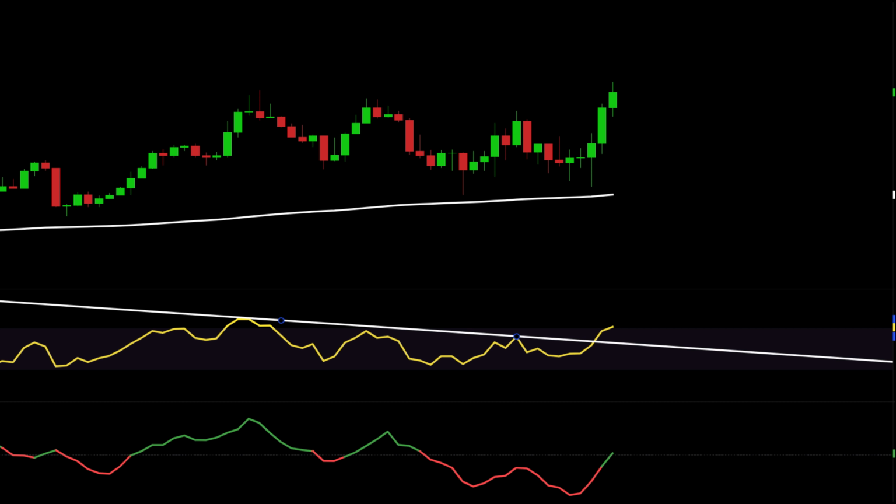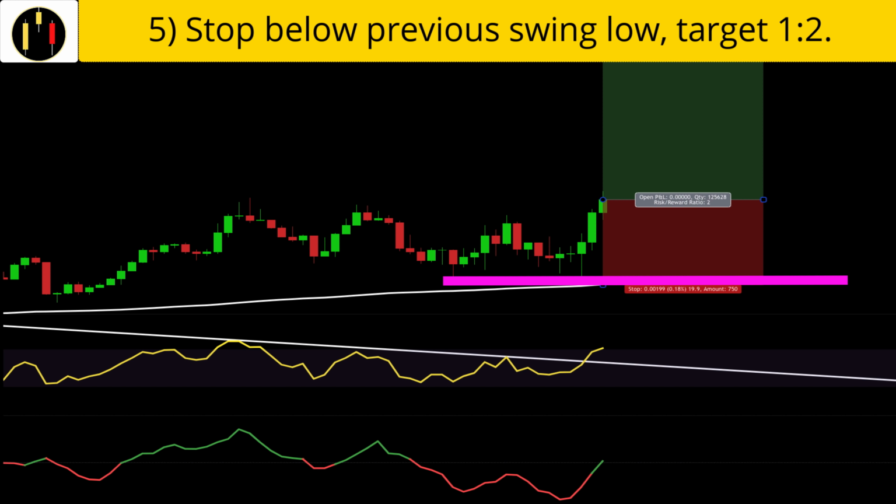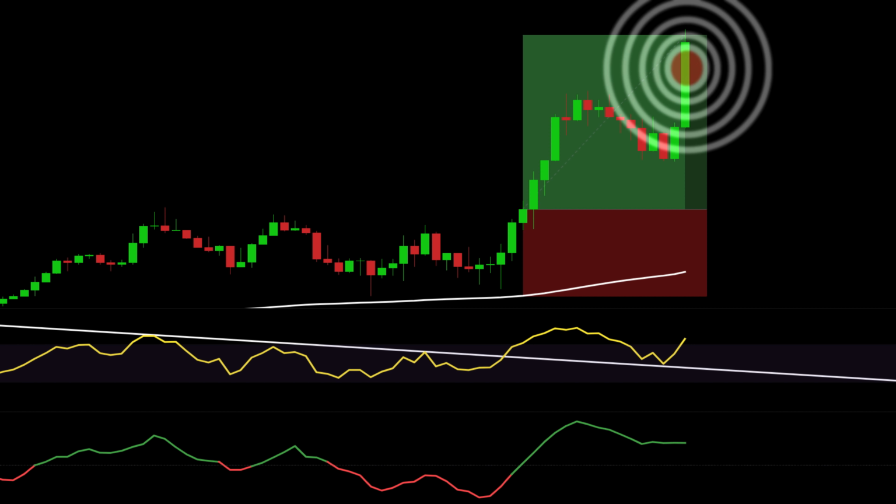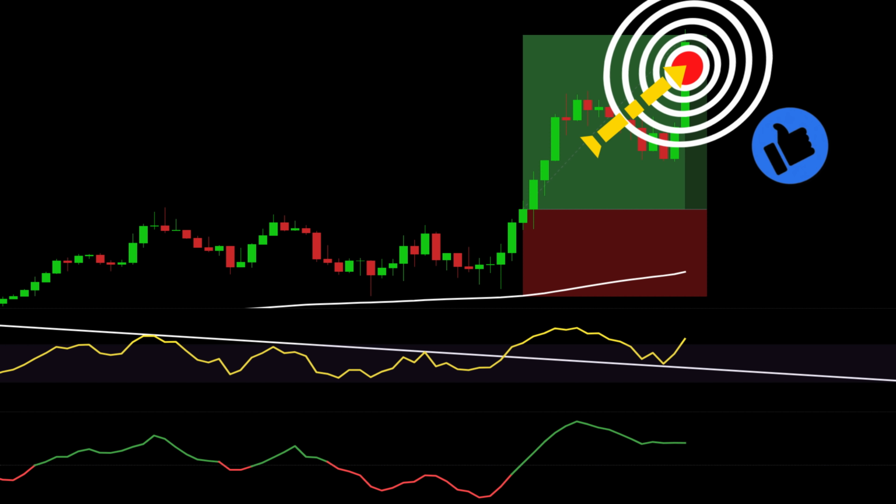Our rules are met when this candle closes. That is our trigger candle. We place the stop at the previous swing low and target 2 times risk. And this example hits the target on a very bullish candle.